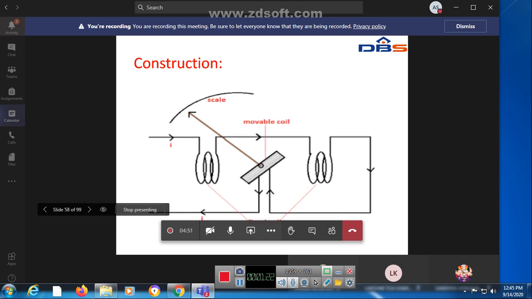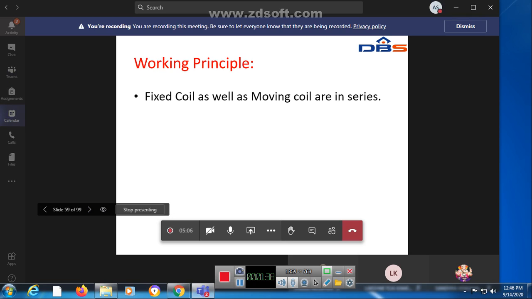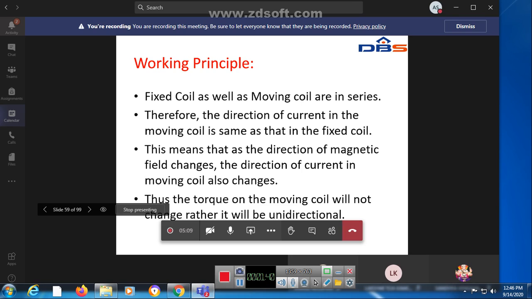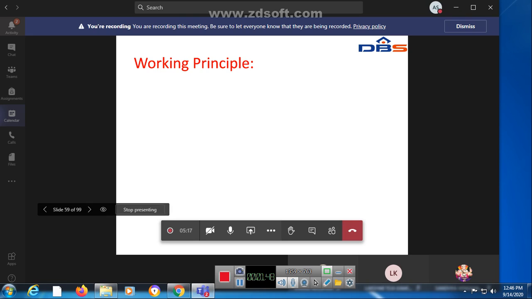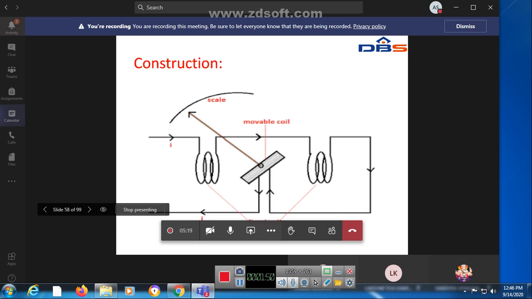See, this is the construction of an electro dynamometer type instrument. First of all, let us look at the working principle. The fixed coil as well as the moving coil are in series. Coming to the construction, here you have one fixed coil and one moving coil. These two will be connected in series.